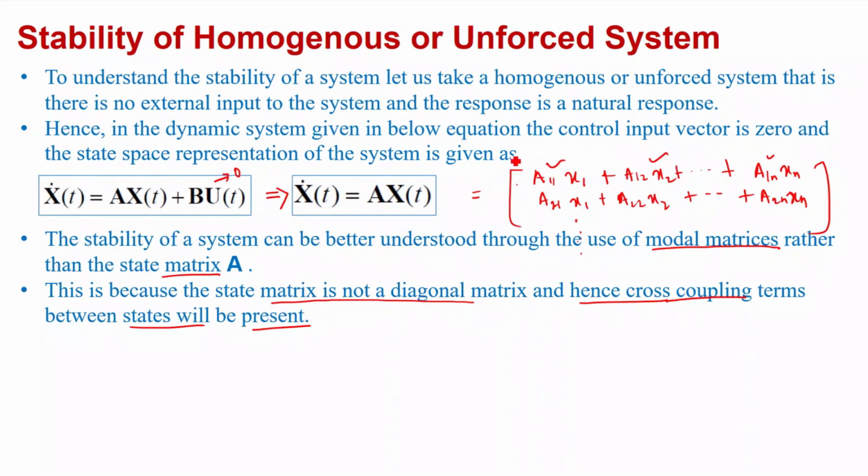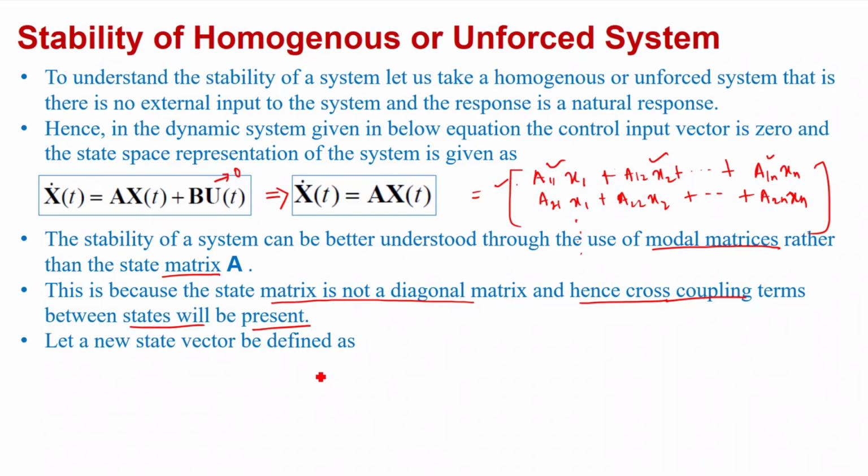That means the derivative of one state is not represented by only the same state. It is in fact the sum of the products of all the other states. So the cross coupling terms are present when we represent the system in state space form. If we consider the modal matrix, there will be no cross coupling terms.